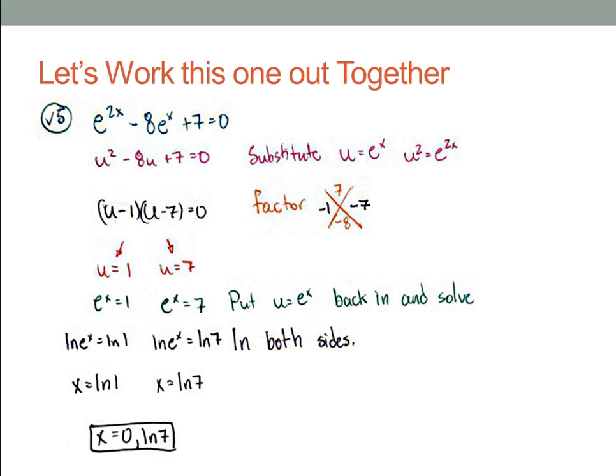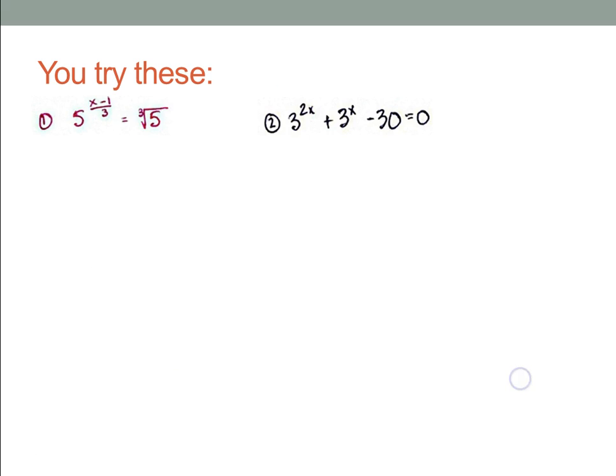Whew. Exciting times, guys. So you try these. I'm going to pause the video, or you can pause the video. I'm going to actually just work out example number 1, and then I'll give you a chance to pause the video again and work out example 2. So I'll stop talking, and you can pause the video to work out the first example on your own. Glad that you're back. Here we go.